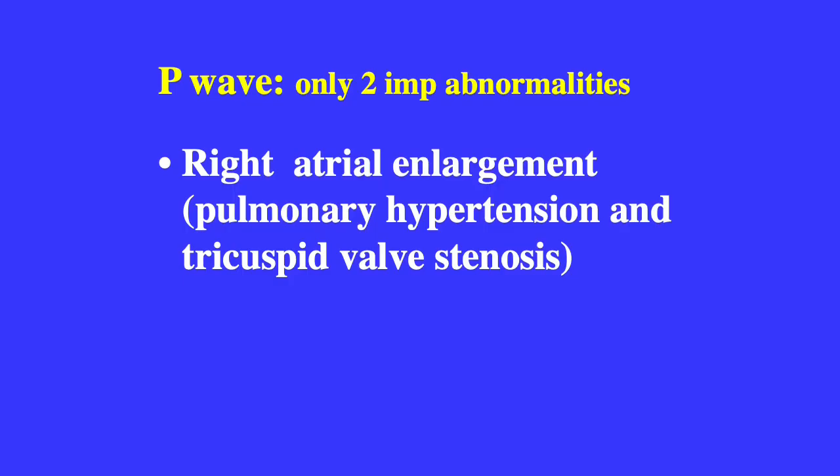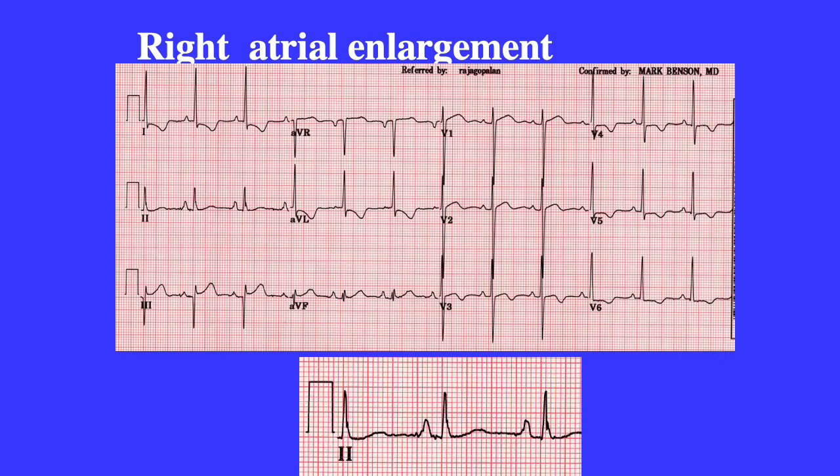The right atrial enlargement is seen in pulmonary hypertension and tricuspid valve stenosis, and it's a tall P wave in limb lead 2. So in this patient, if you look at limb lead 2, the P wave is tall compared to a normal EKG.